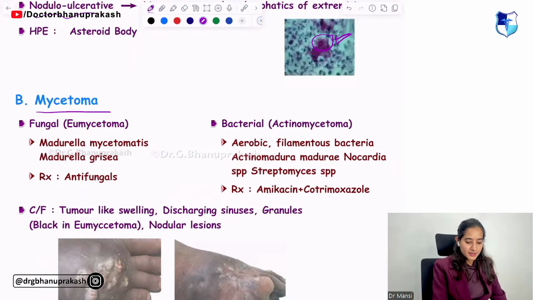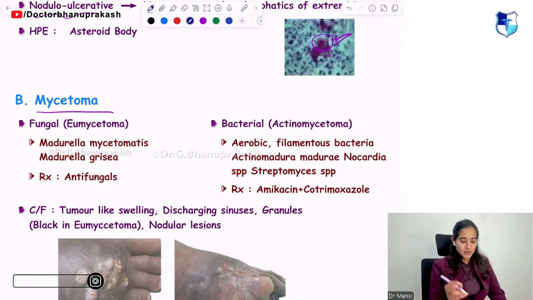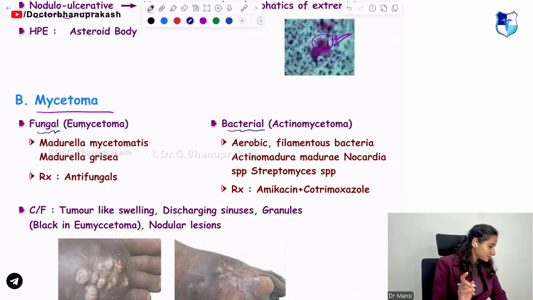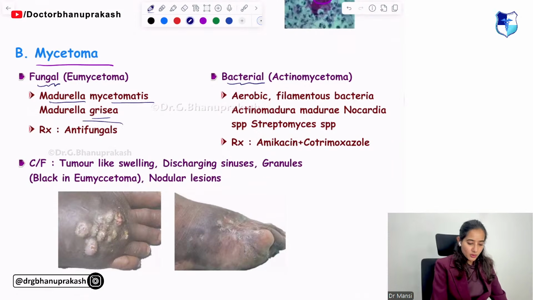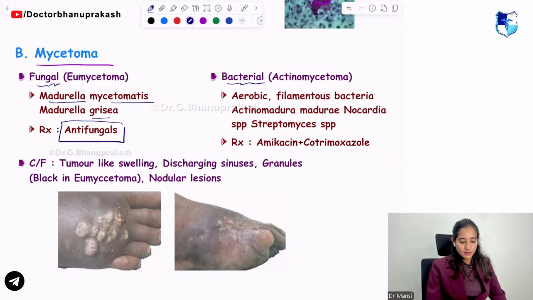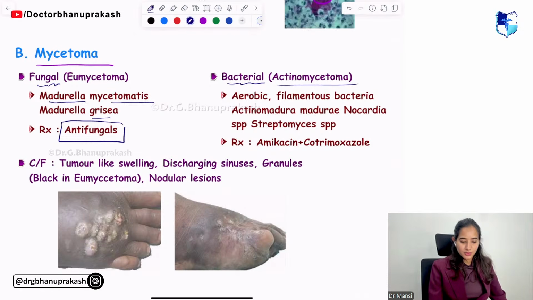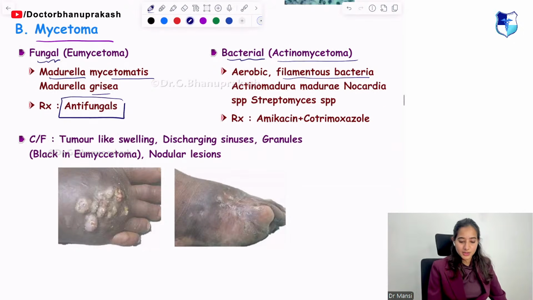And then we move to mycetoma. When we talk about mycetoma, there are two etiologies. One is the fungal infection, and the other is the bacterial infection. The fungal infection, Madurella mycetomatis and Madurella grisea, going to cause this, and antifungals are the treatment you have to give. And in bacterial, also known as actinomycetoma, this is caused by filamentous bacteria, your Actinomadura, or the Nocardia species, or the Streptomyces species. So what is the treatment? Of course, amikacin and cotrimoxazole.